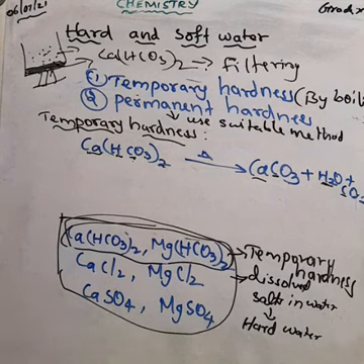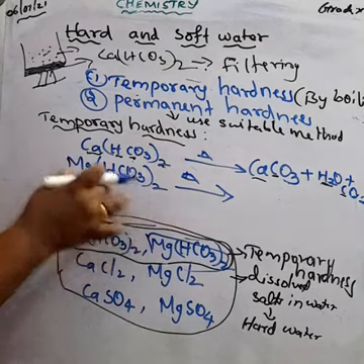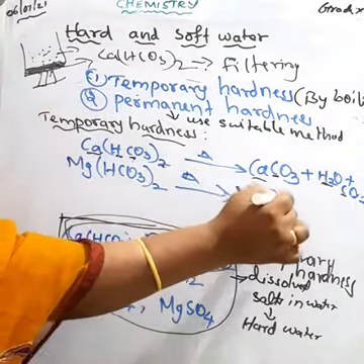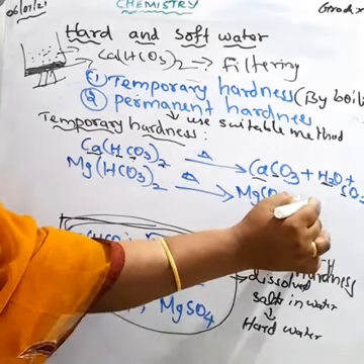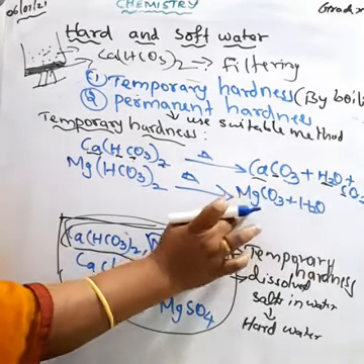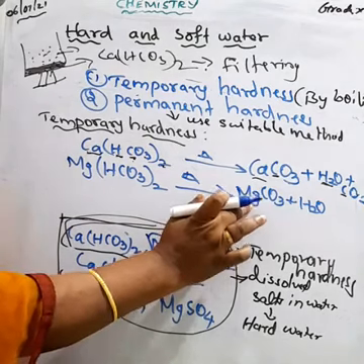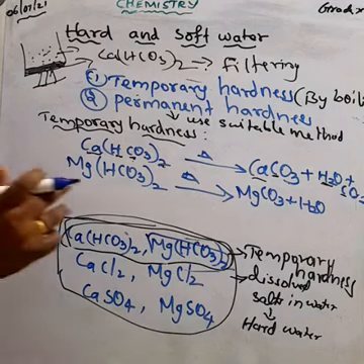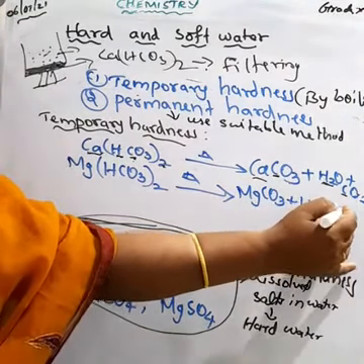And another example: when we are boiling magnesium bicarbonate, Mg(HCO3)2. When we are boiling hard water, magnesium bicarbonate may be present. It decomposes to form magnesium carbonate, water and carbon dioxide. You know the formula for magnesium carbonate, MgCO3. So MgCO3 plus water, H2O, and carbon dioxide.